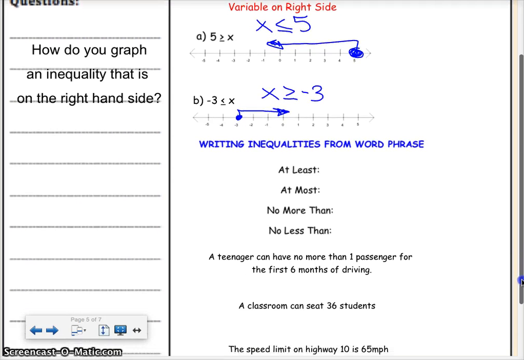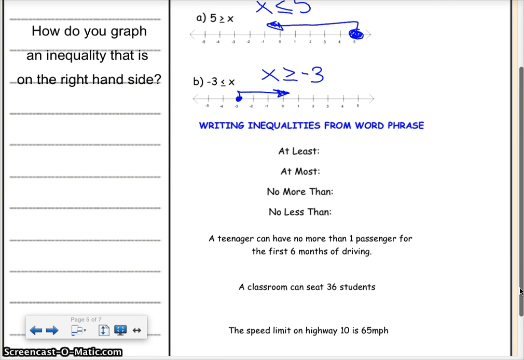And the last learning target is writing inequalities from word phrases. That means that you're going to be given a situation, and then you need to connect the inequality that represents it. At least represents, if I said you have to be at least 48 inches tall to ride a ride, that means that you have to be bigger than or you can equal 48 inches. At least means bigger or equal, greater. At most, like I can have at most 30 kids in a classroom. That would mean less than or equal.